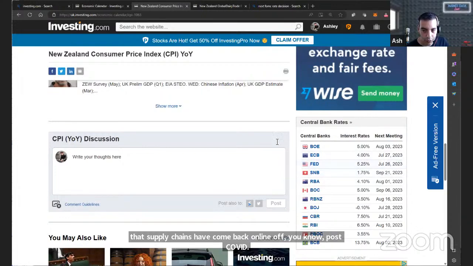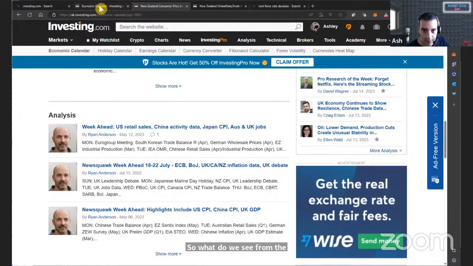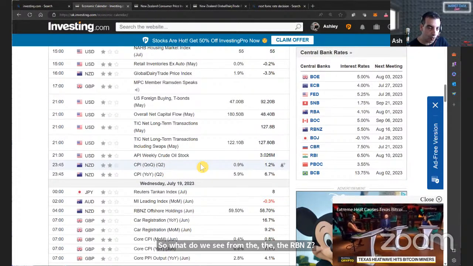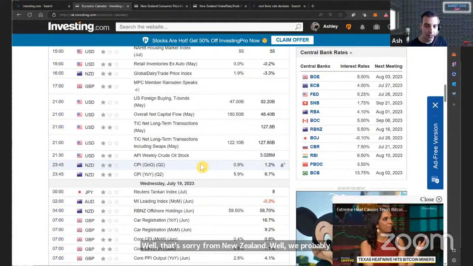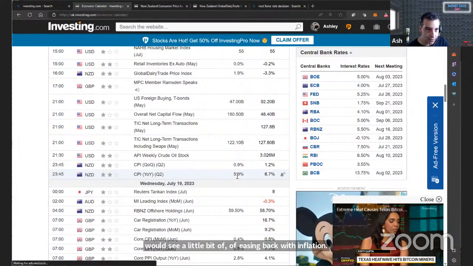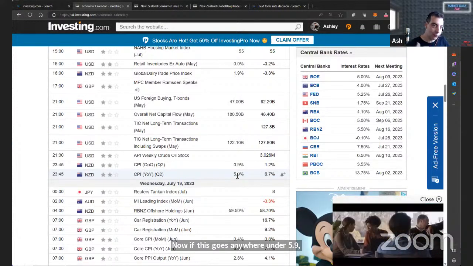So what do we see from the RBNZ? Well, sorry, from New Zealand. Well, we probably would see a little bit of easing back with inflation. Now, if this goes anywhere under 5.9, that is going to be negative for the Kiwi. Anything above is probably going to be positive.